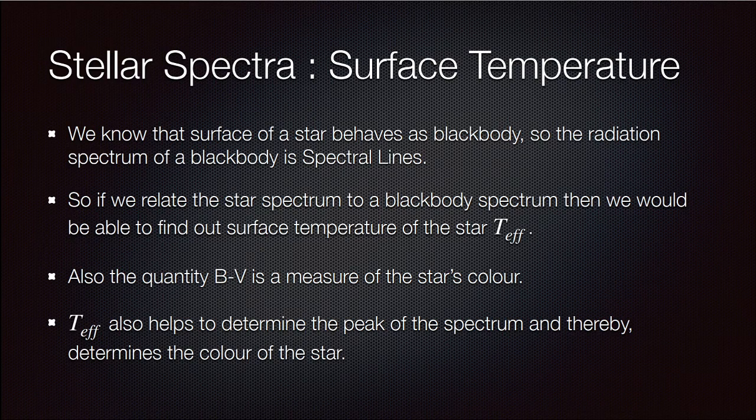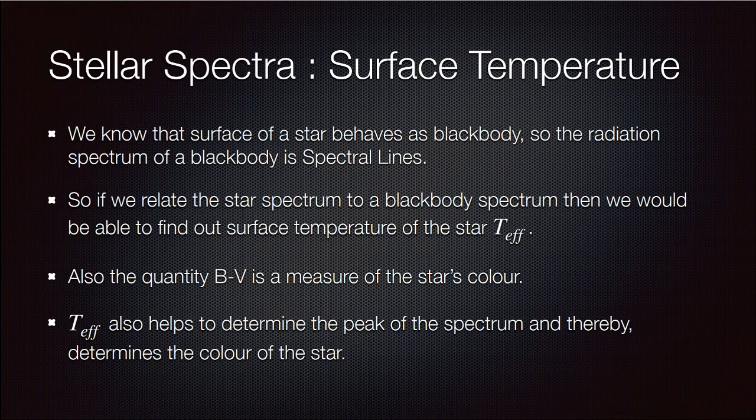Also the quantity B-V, as in the blue and visual bands. These are the bands which we use as the measure of a star's color. One of the easy things to measure of a star is its apparent magnitude.